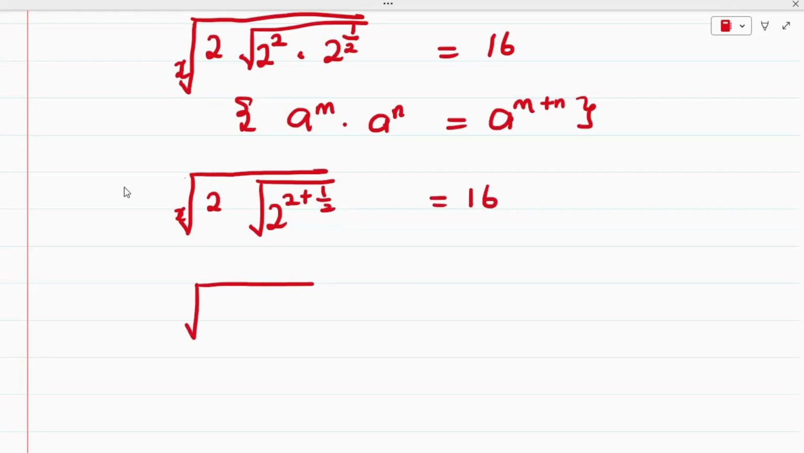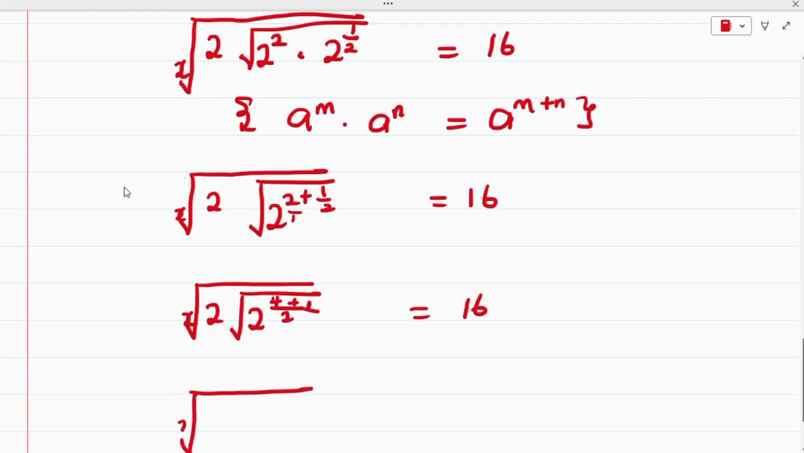So we have the x root of 2 into the square root of 2 raised to the power of, now the LCM there is 2, so we have this over 1. 1 times 2 is 2, 2 times 2 is 4, plus 1 times 1 is 1, and this is equal to 16. So we have the x root of 2 into the square root of 2 raised to the power of 5 over 2, and this is equal to 16.